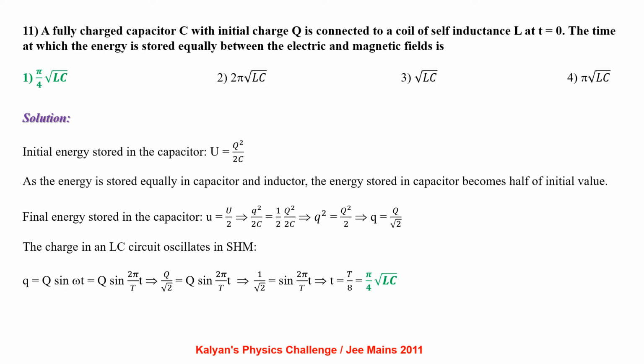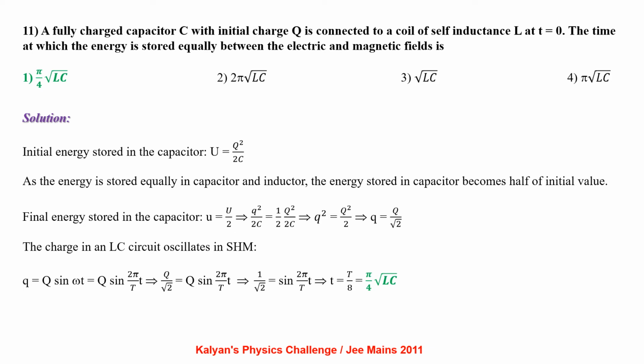Since initially the capacitor is fully charged, it will be storing the entire energy given by the formula Q square by 2C. Now as the energy stored is equally in between capacitor and inductor, so the energy stored in the capacitor should be half of the initial value. So the final energy stored in the capacitor is half of the initial energy, that is half of Q square by 2C. From there we get the relation between small q and capital Q. Small q equal to capital Q by root 2.